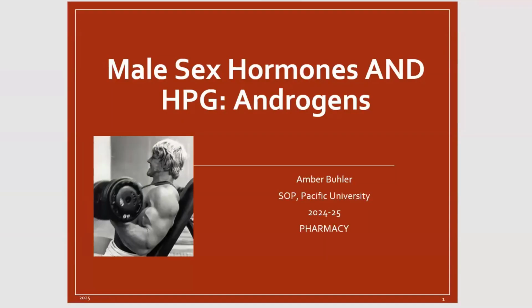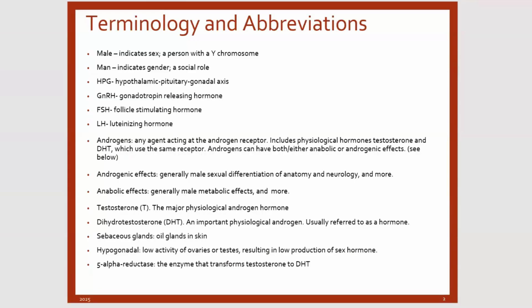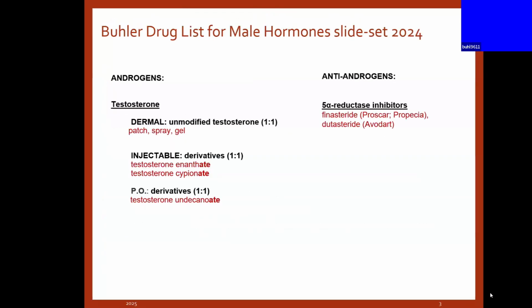Okay. So male sex hormones are generally called androgens. Those include testosterone and DHT. So we've got our terminologies. The androgens that we're going to talk about are really all just testosterones. And then we can also talk about anti-androgens, which were exactly what you figured out, which were 5-alpha reductase inhibitors.